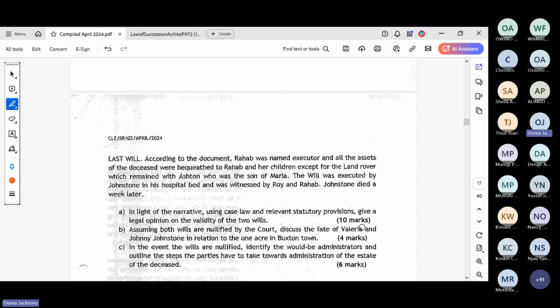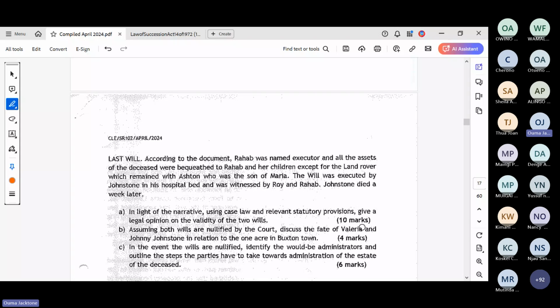So, guys, you're not going to draft a legal opinion like a letter. That is not what the question is looking for. The question is just asking you to discuss the validity of the two wills. So, will number one, the will dated this date, and the second will dated this date. If you're not given dates, of course, you're given the first answer. So the first will, is it valid and why is it valid? The second will, is it valid or is it not valid?